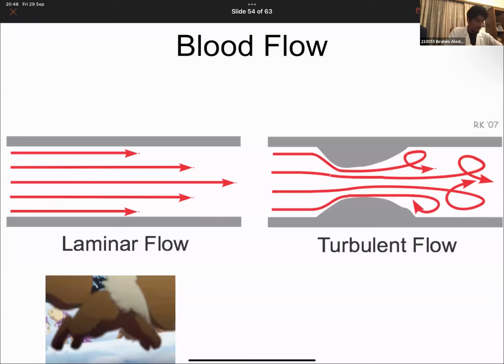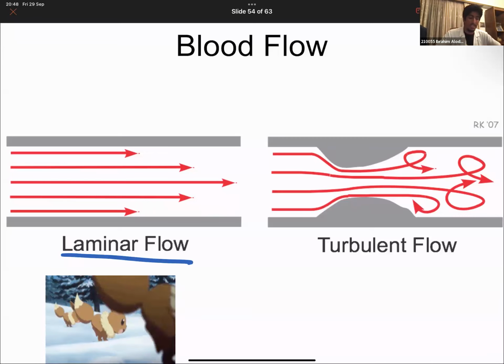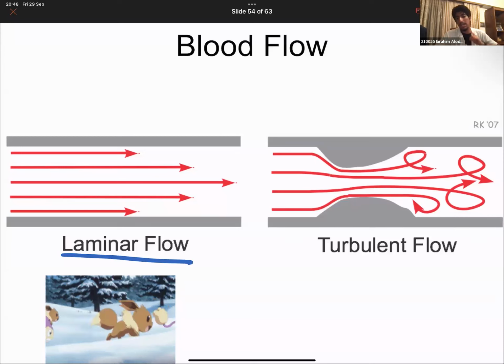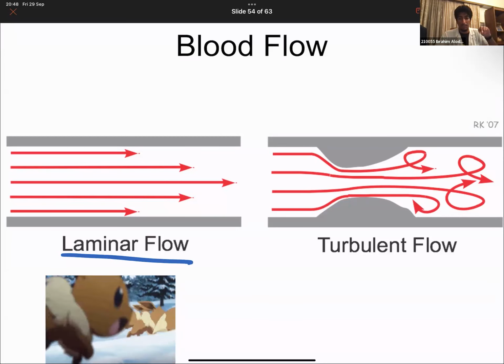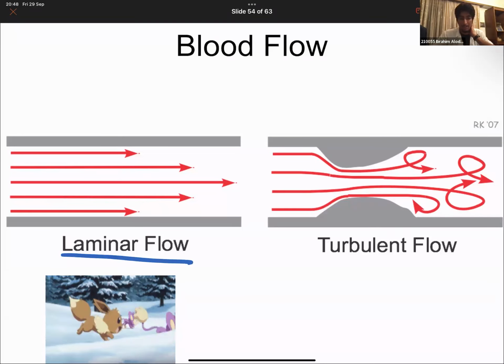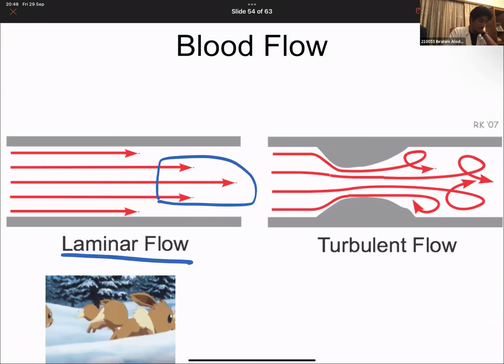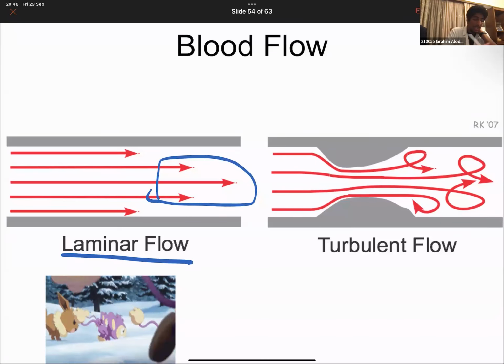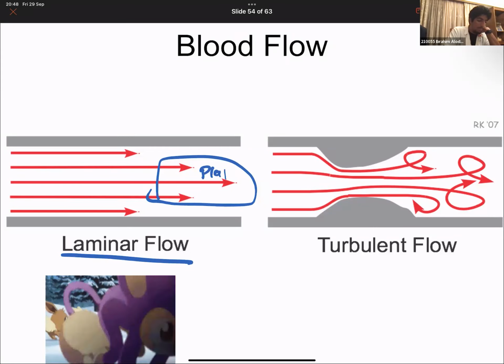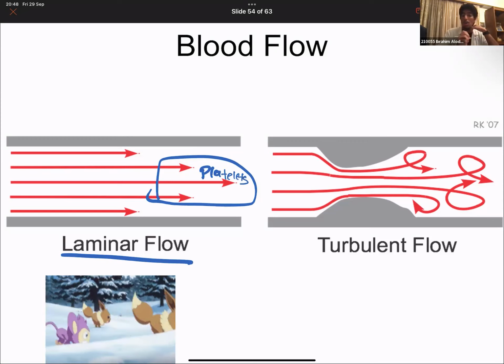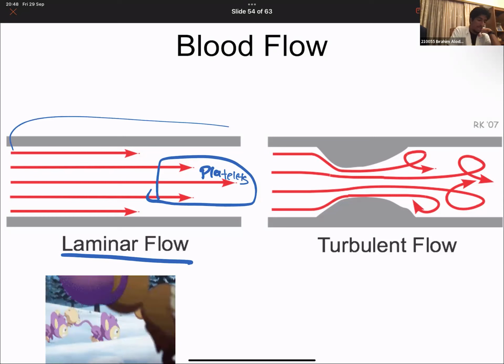So this laminar flow is how our blood looks normally, okay? And the blood flows in this way for a very specific reason. Do you see these arrows over here in the middle? In the middle here is platelets and other cell elements. The reason we put the platelets here is because we want to keep the platelets away from the endothelium.